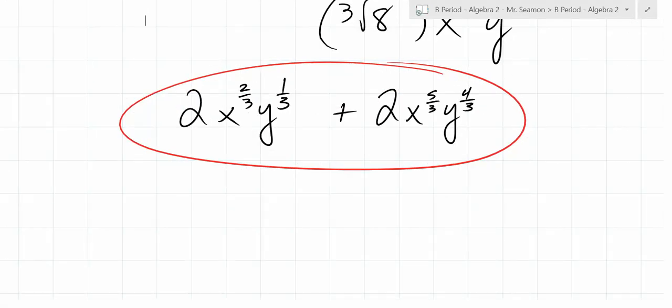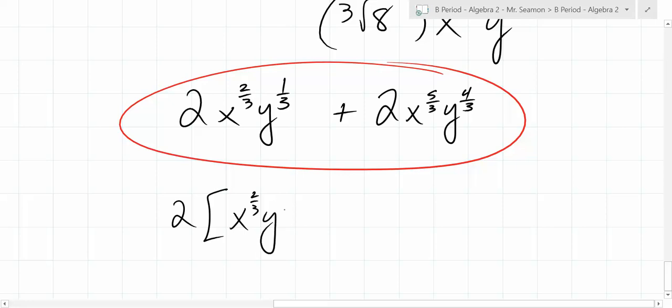Now here's the thing: you want to be able to add those together, but can you just add them together like they are written? No, you can't. You could factor out a 2, right? If you wanted to. So I'll just write it like this. And then we'll see one more thing we can do.